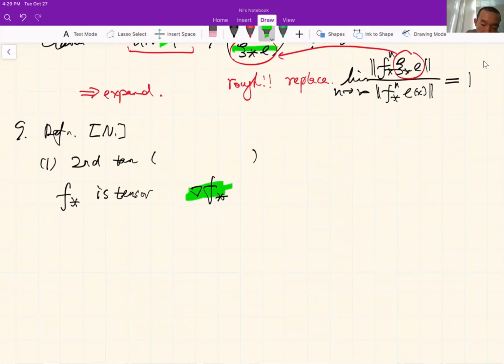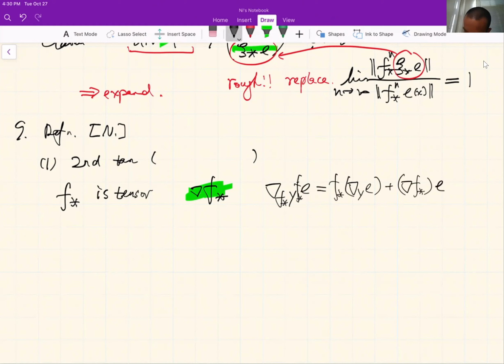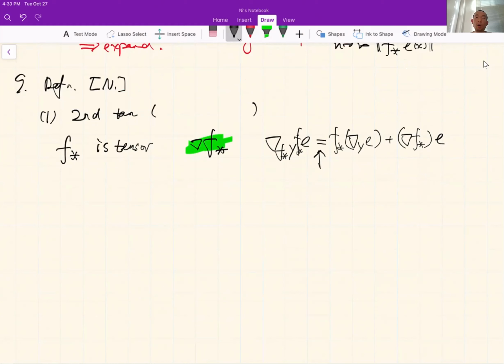And this derivative of matrix for Riemannian manifolds is defined by this relation, this Leibniz rule, actually. So if you differentiate the push forward of E in the direction of F star Y, this equals, if you first differentiate E and then push it forward, plus if you first differentiate this matrix and then apply this on the vector E. So this relation is the Leibniz rule on Riemannian manifold.